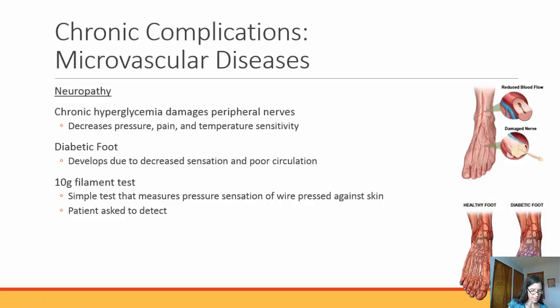Okay, we also see neuropathy, so that's pretty common that we would see foot disease, especially in people who have diabetes, or you'll even hear of an amputation in some cases, and that's because the chronic hyperglycemia is actually toxic to the nerves. So then it basically kills off the nerves, and we have decreased response to pressure, pain, temperature sensitivity.